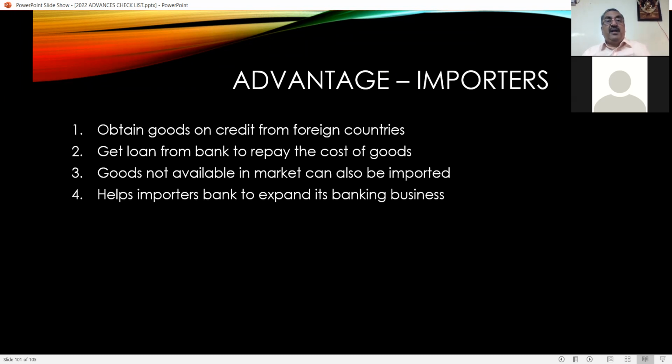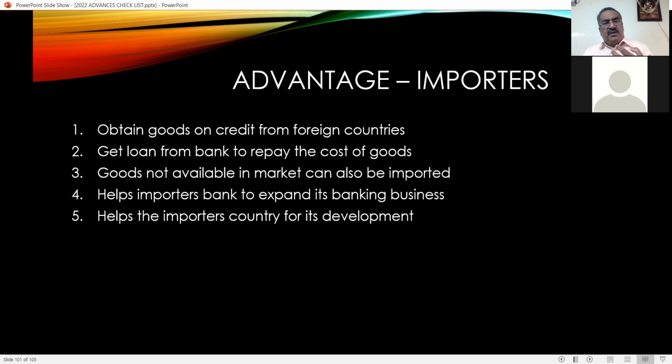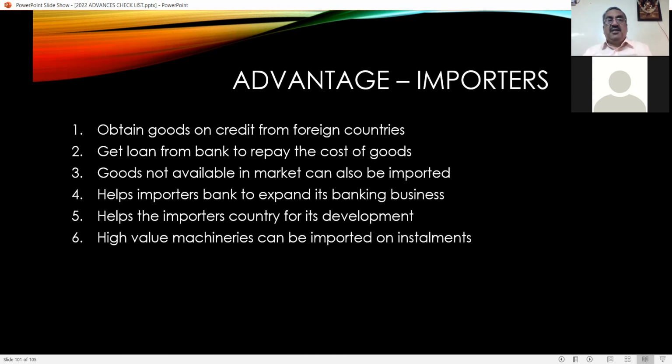The importer's bank can expand its banking business, so it goes to the benefit of the importing bankers. It also helps the importer's country in its development. You are the importer, that is India. It helps the Indian government to expand the business.